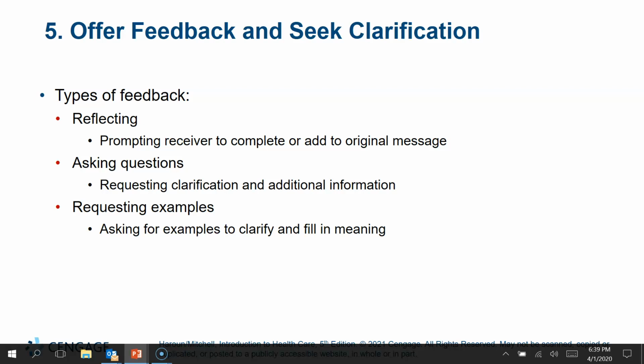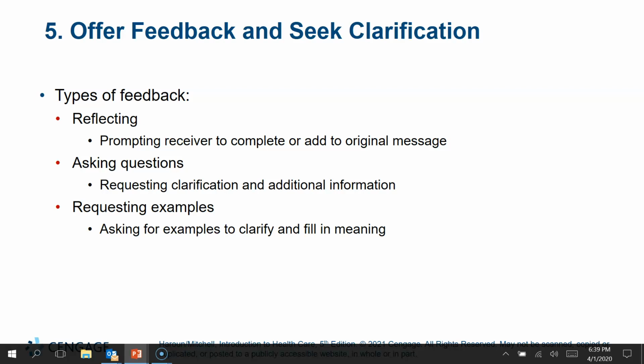The third type of feedback is asking questions. So that's, again, requesting clarifications and additional information. So people use words that we all have a different meaning for. So we're going to say painful. Well, pain to me, remember, pain is subjective. So pain to me may be that I have been run over by a Mack truck, where somebody else has a splinter and they may feel that's pain. So we need to get a little bit more information on what they mean by those terms.